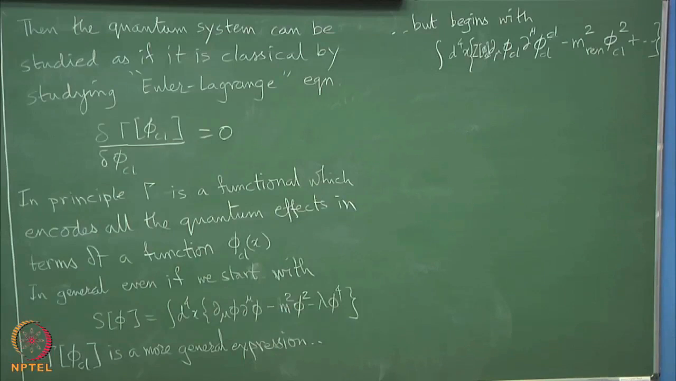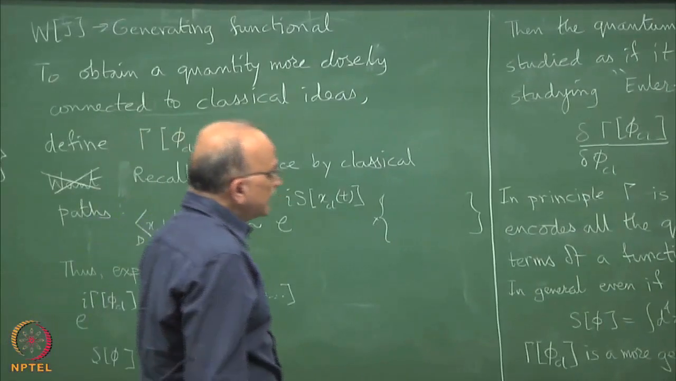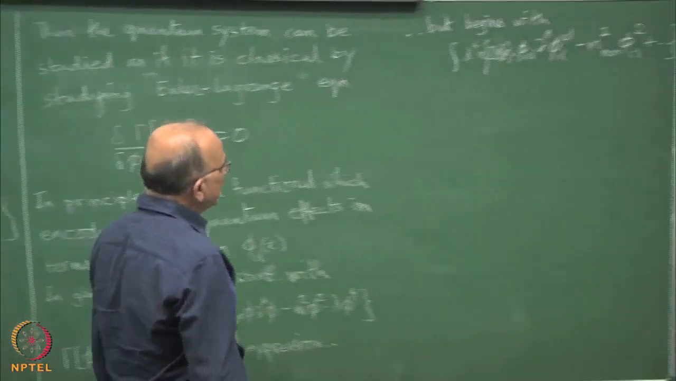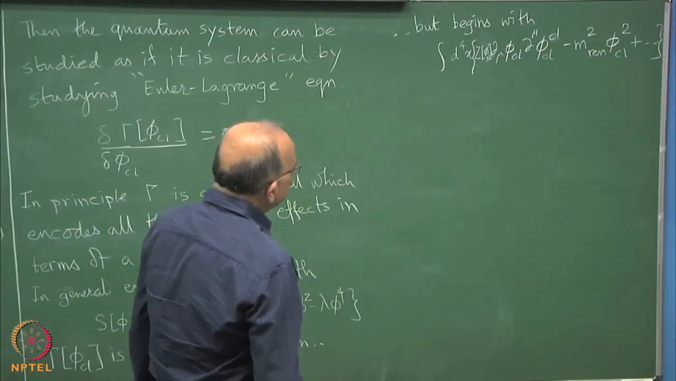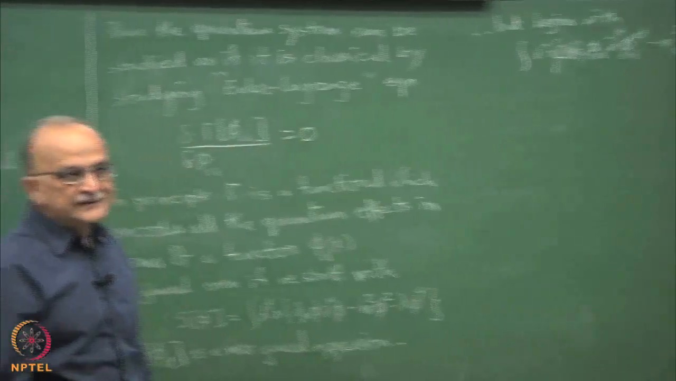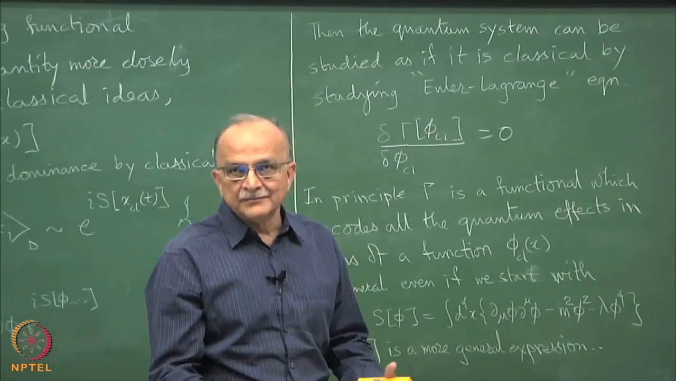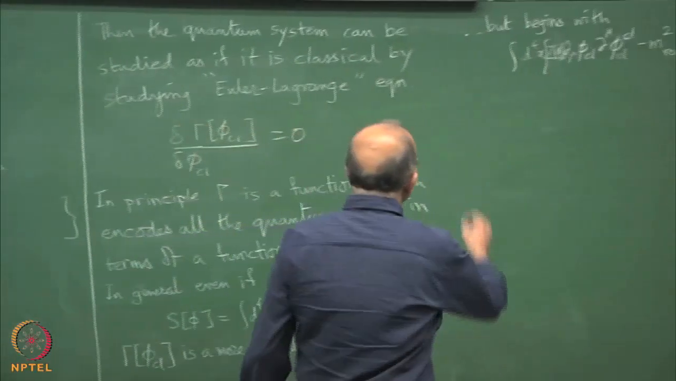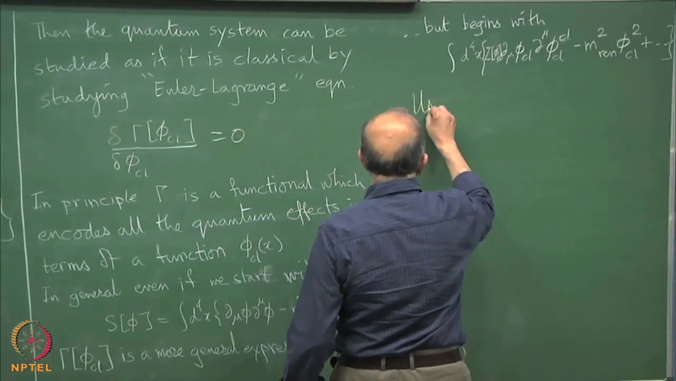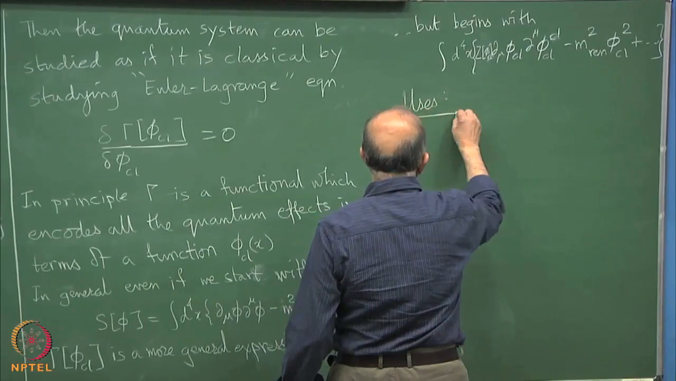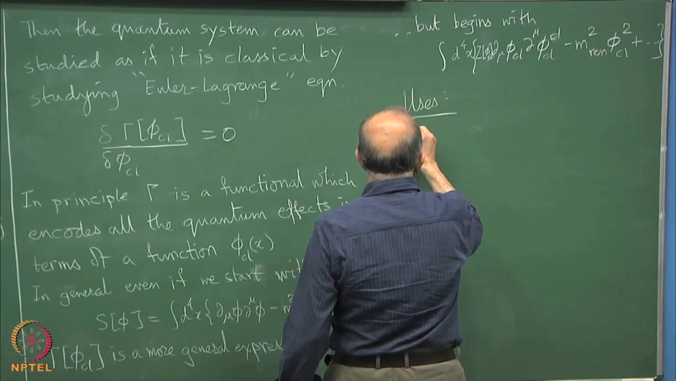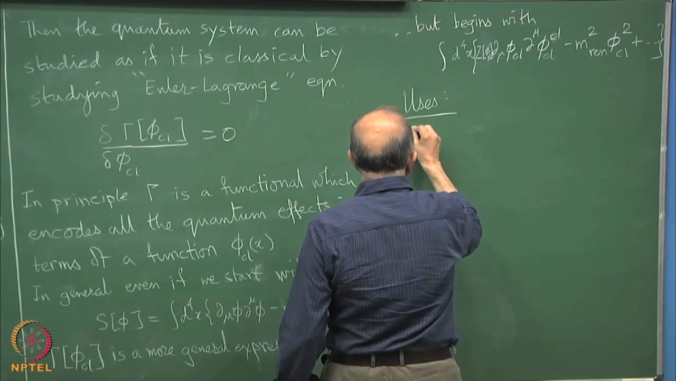Now you may ask, why are we struggling to do all this? And the answer is in two parts. In the simpler situations, it allows us to determine the ground state of the system, the collective ground state of the system. So, uses in determining the ground state.